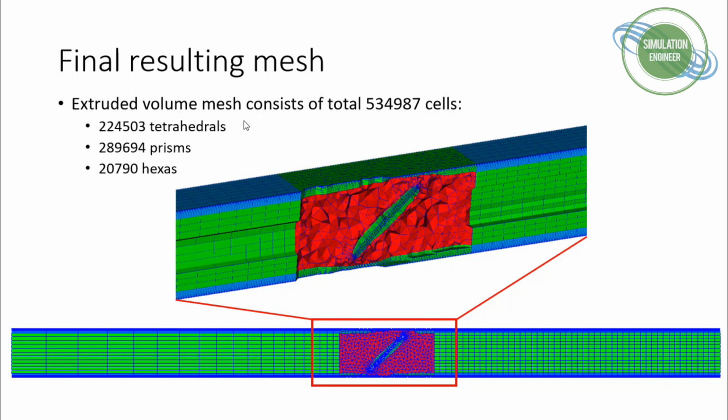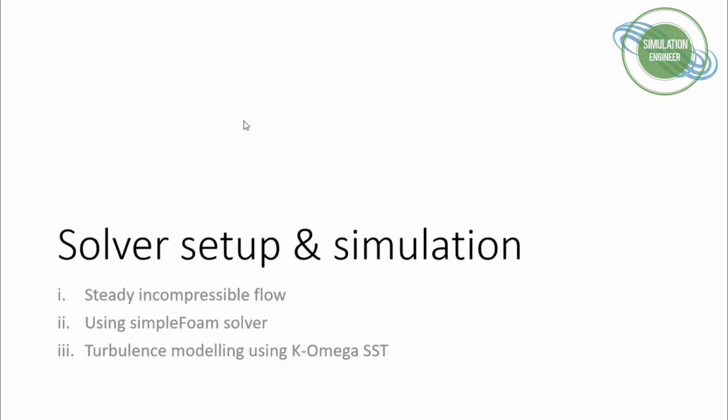So now we will move on to the OpenFOAM part, how we can solve this and which settings are normally required. I will be following this setup scheme as I did in the meshing part. We'll start with how to set up this steady state incompressible flow using a simpleFoam solver, and turbulence modeling will be carried out using the K omega SST, which is a two equation turbulence model.